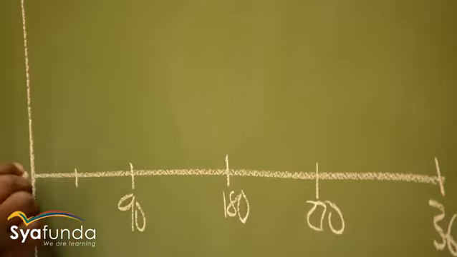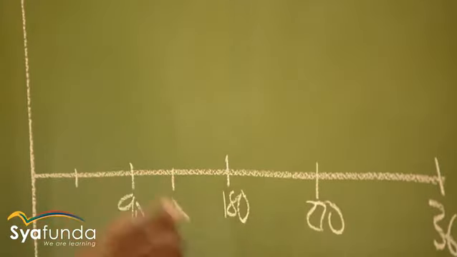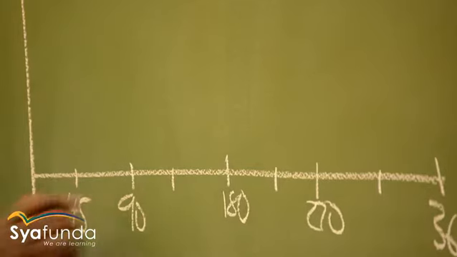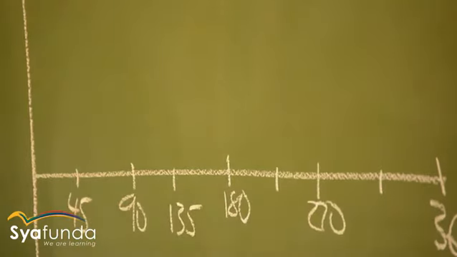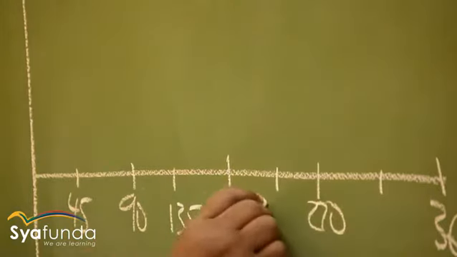45 is in between these two. Another one will be here, another one here, and another one here. I've got to find these values. This is 45. So what is 90 plus 45? It's 135. So this one will be 135. What is 180 plus 45? It gives us 225.